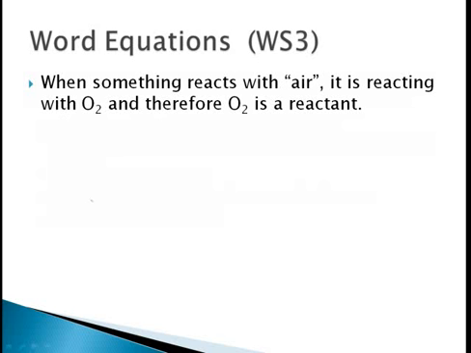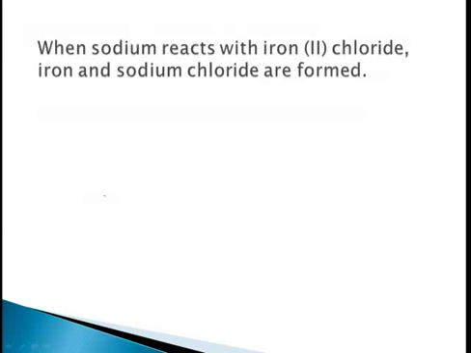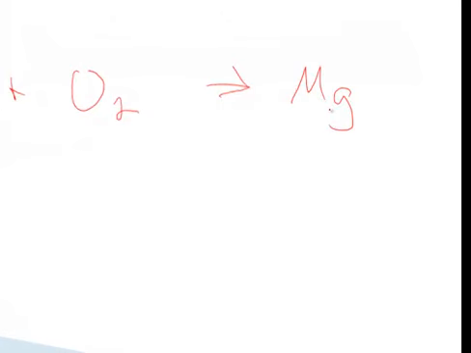Okay, the other thing we want to watch out for is when it says something reacts in air, it means that it's reacting with oxygen, and we want to show oxygen as the reactant. So if we say magnesium reacts with air to form magnesium oxide, we're going to write that as magnesium reacts with oxygen to form magnesium oxide, plus 2, minus 2. Okay.